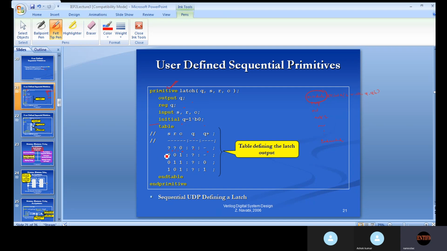Okay, 0 0 1 ఉన్నప్పుడు so q will be don't care term. Okay, similarly ante depending upon this we will get q and q complement 0 1 1 1 0 1. Okay, so depending upon these inputs we will get the output q and q plus, and end table, end primitive. This is the sequential UDP which is defining the latch.